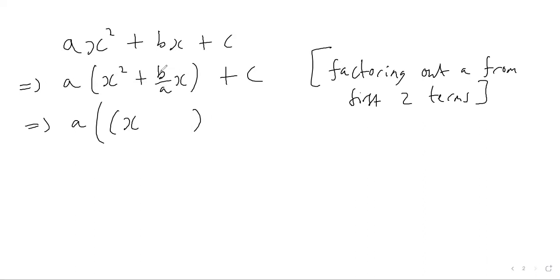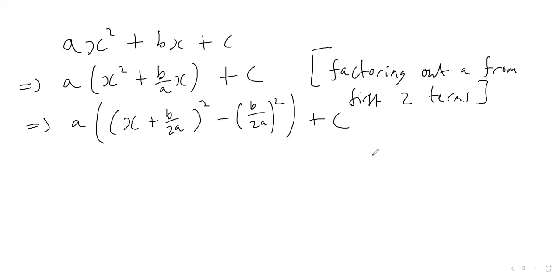We're going to half the coefficient in front of the x there. So half this, we get b over 2a. And then we're going to square that, and then we're going to subtract the square of this number here. So the square of b over 2a, subtracting that, and then plus this extra c at the end there.